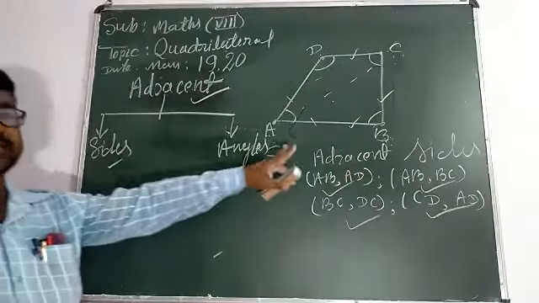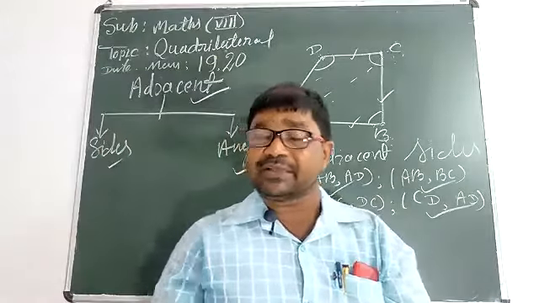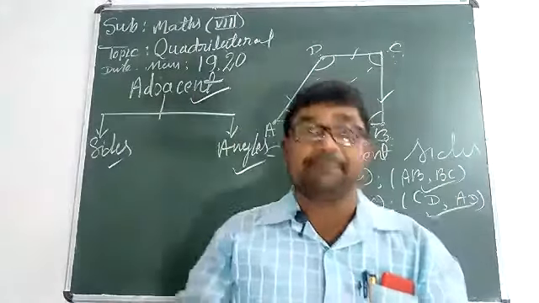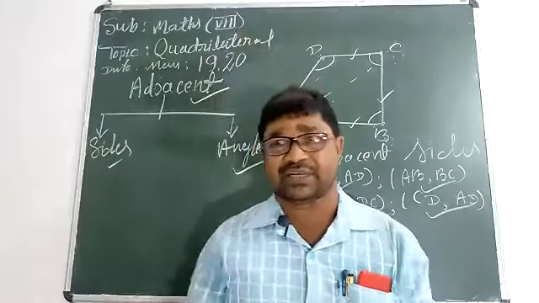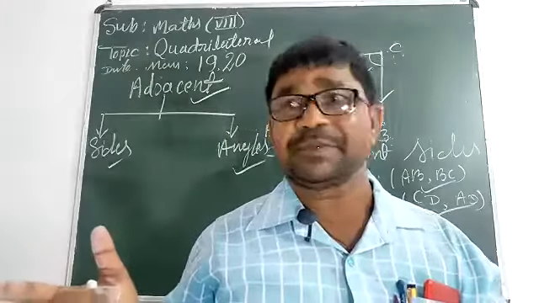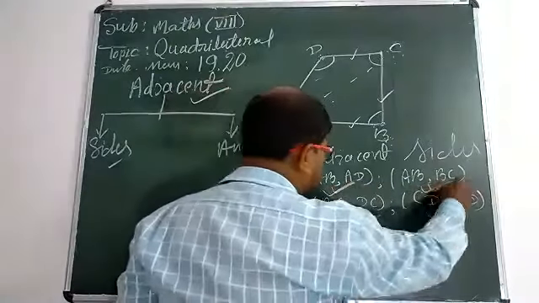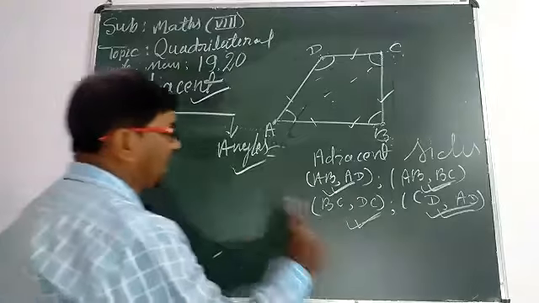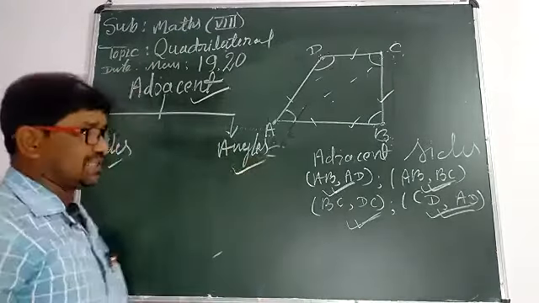Why are they adjacent sides? Because two sides share the same common vertex, starting from the same place and going in different directions. Two sides in a quadrilateral starting from the same place and going in different directions are called adjacent sides. There are four pairs of adjacent sides in a quadrilateral. No problem, student. Now we should think about adjacent angles.